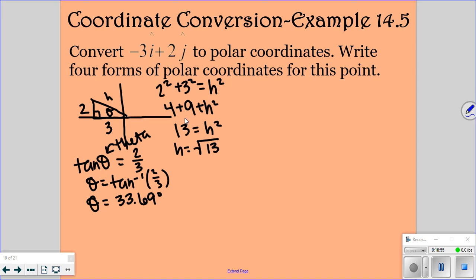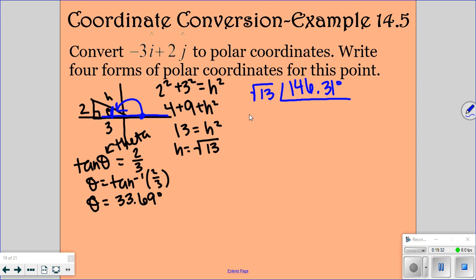So the first one, I'll say we're going to have one that is positive square root of 13 with a positive angle. We always need to start at the positive x-axis and go this direction. So this is 180 degrees, but we didn't go the full 180 degrees. We're missing whatever theta is. So if we do 180 minus what we got for our theta, that's going to mean that we go forward 146.31 degrees. That's the distance from here over to here.